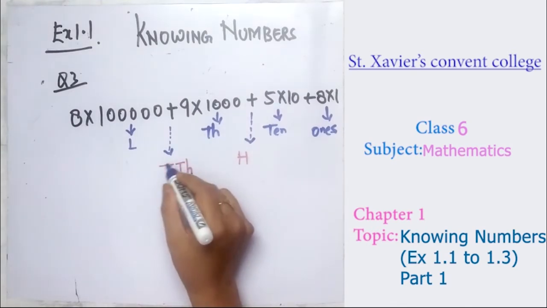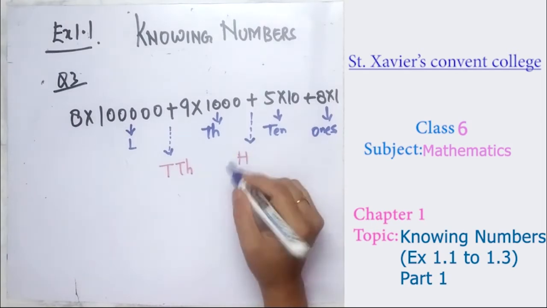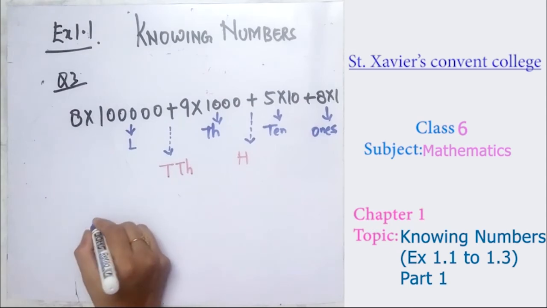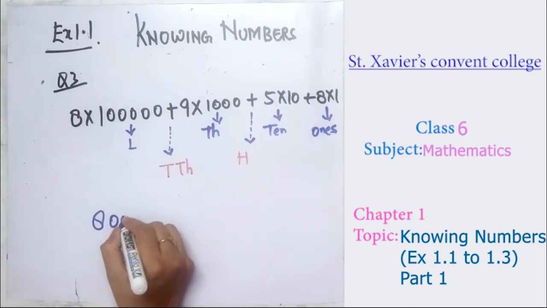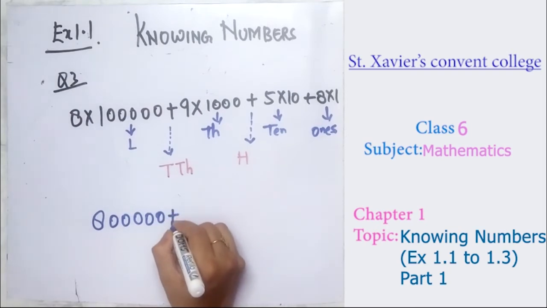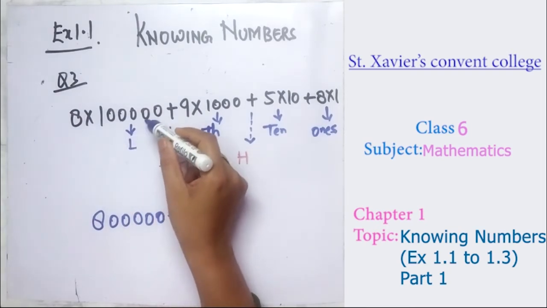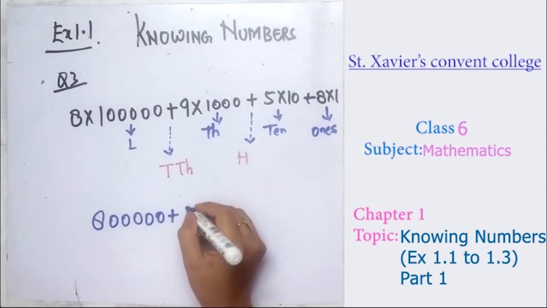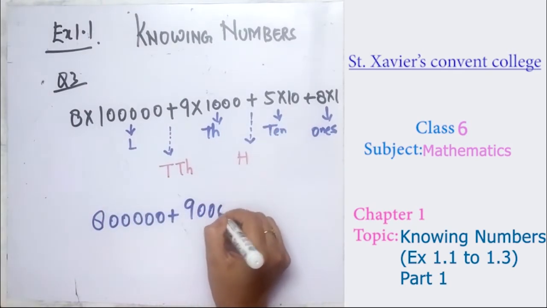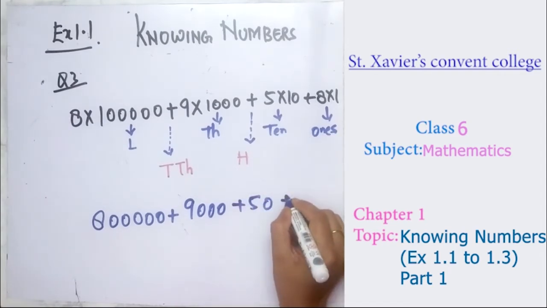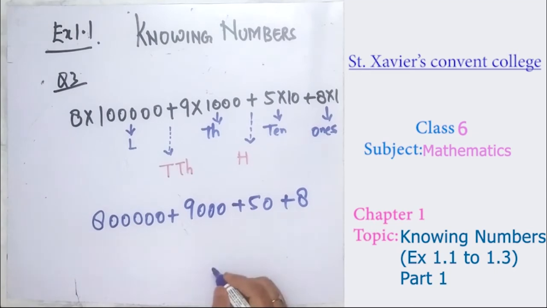So as we did in the last question, we multiplied with 0 and removed that. On the place of 10,000 or 100, we straight away put a 0. So we will write 8 with 1, 2, 3, 4, 5 zeros, that is the 8 lakhs. Now we come to the 1000, that is 9,000, plus 50 plus 8. Now simply add it.